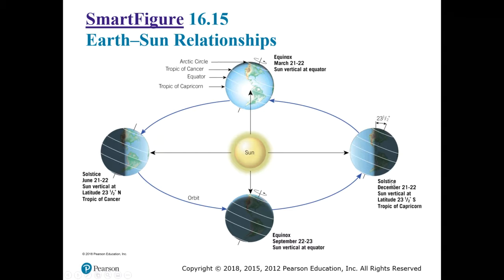But then at the winter solstice, we're tilted away from the sun, so it's colder here. And then the southern hemisphere is tilted towards the sun. So that's why they have their summer and our winters.